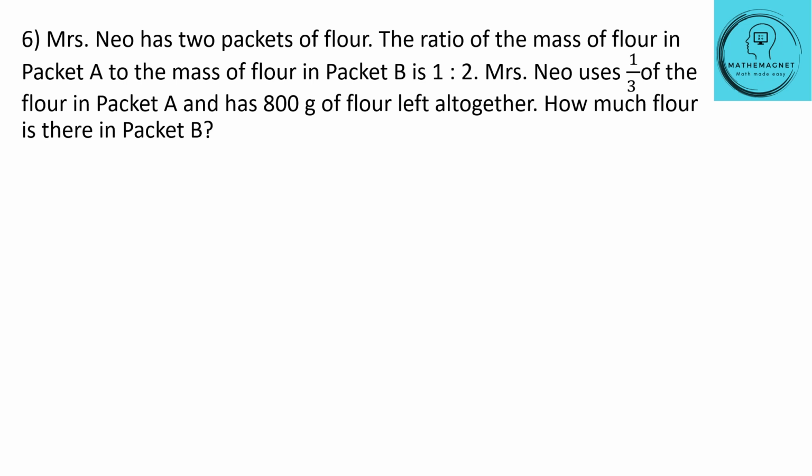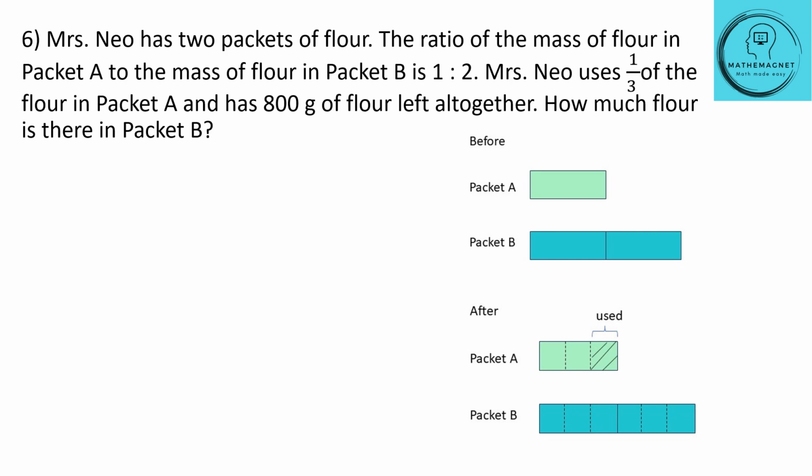In the before model, we know the ratio of packet A to packet B is 1:2. So packet A has 1 unit and packet B has 2 units. Now in this 1 unit, packet A, Mrs. Neo uses 1/3 of the flour, so we split it into 3 parts. 1 unit will have 3 parts. Of these 3 parts, she is going to use one third, that is 1 part from packet A. And she has 800 grams of flour left altogether. So now we are splitting one unit into 3 parts.